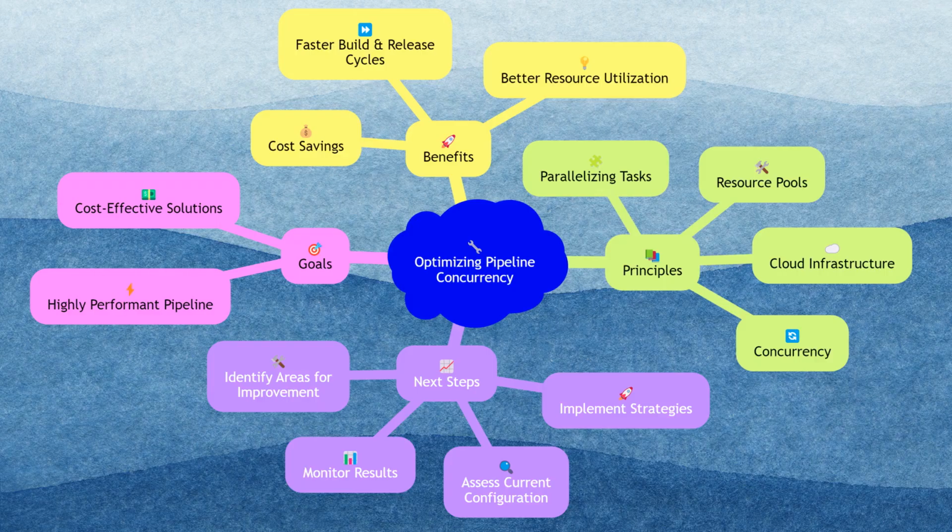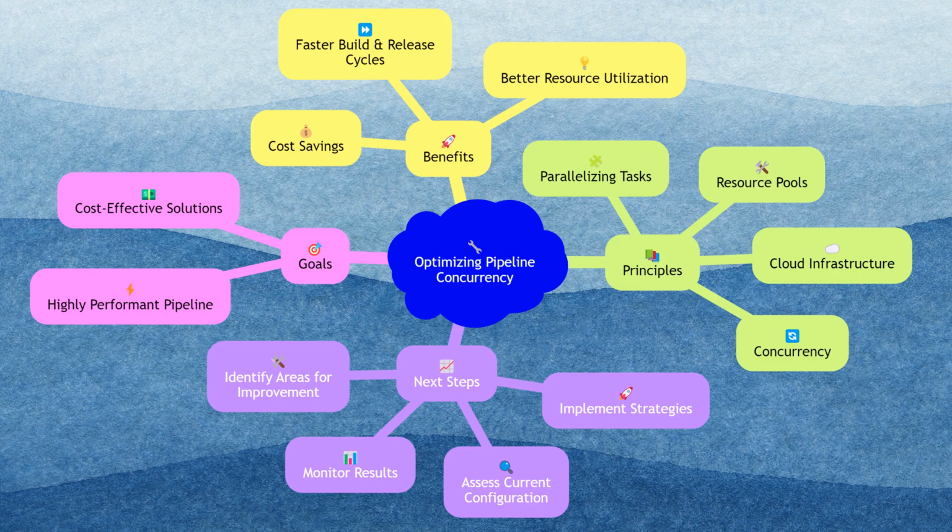Optimizing pipeline concurrency is a crucial aspect of DevOps that can lead to faster build and release cycles, better resource utilization, and cost savings. By understanding the principles of concurrency and implementing strategies such as parallelizing tasks, using resource pools, and leveraging cloud infrastructure, you can enhance the efficiency and performance of your pipelines.